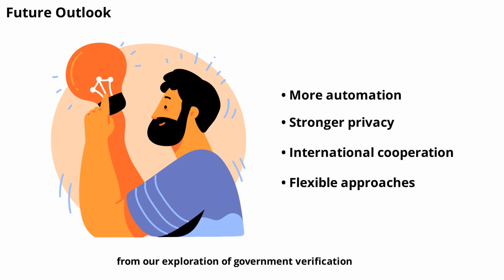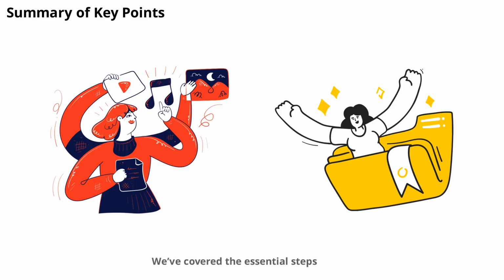Now, let's summarize the key points from our exploration of government verification. We've covered the essential steps government offices take to verify information, from document collection and authentication to database checks and digital transformation. We've seen how verification supports public safety, social services, business, and national security. Continuous improvement, transparency, and public trust are at the heart of effective verification. As technology evolves, so too will the methods and challenges of keeping information accurate and secure.